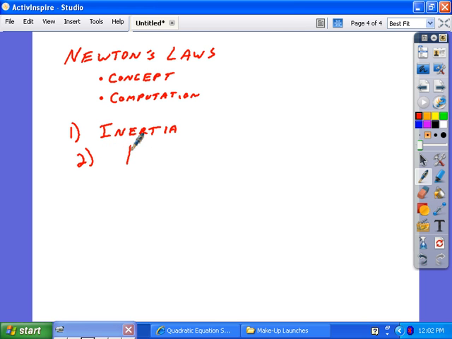In the second law, forces cause masses to change their velocity over time. This is the only variation from what we talked about before. Forces cause masses to change their velocity over time. In other words, forces cause masses to accelerate. A little bit more specifically, the sum of the forces, net forces, will cause masses to accelerate.